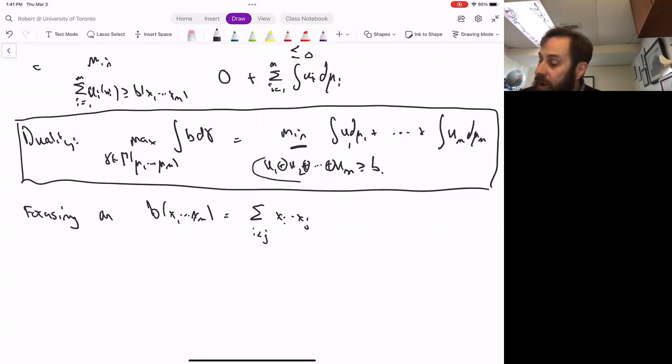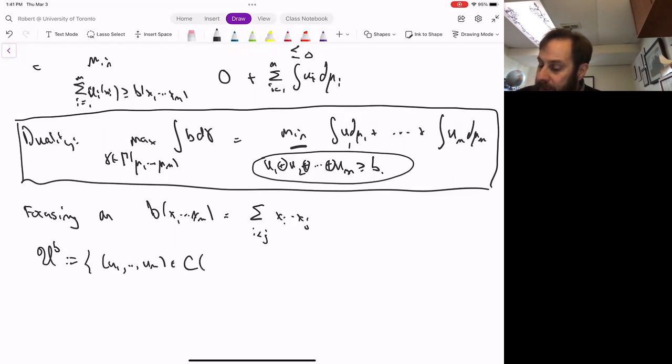If I think about this constraint, I can do the usual thing. I need to introduce some notation. Let's call UB the set of functions u1 to um that are continuous functions on the space in question, such that u1(x1) up to um(xm) dominates B.